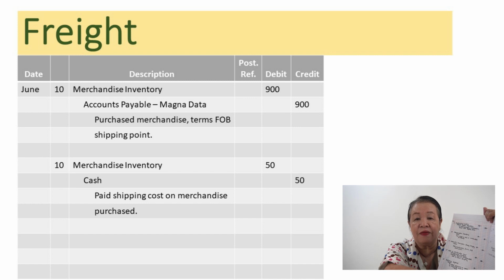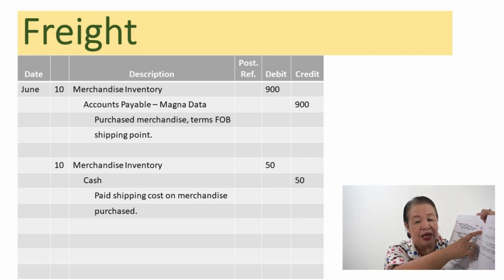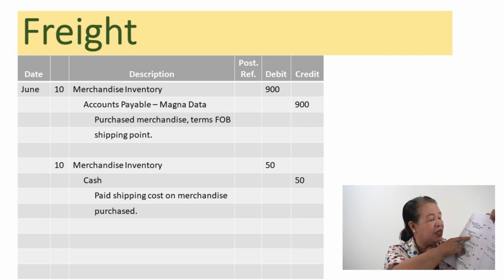The term is FOB, or freight on board. We placed an order. So how much was that? Debit merchandise inventory 900, credit accounts payable 900, because it was bought on credit. And then we recognized the shipping cost of 50 pesos. So we debit merchandise inventory, we credit cash of 50 pesos. Paid shipping cost on merchandise purchase.